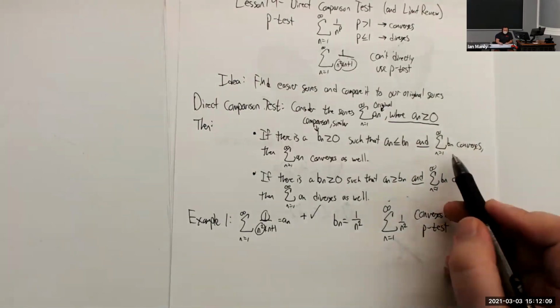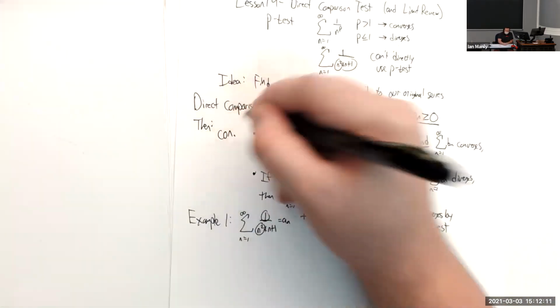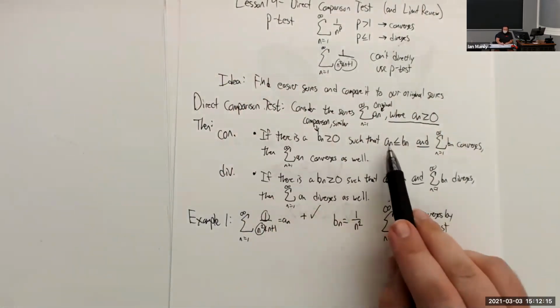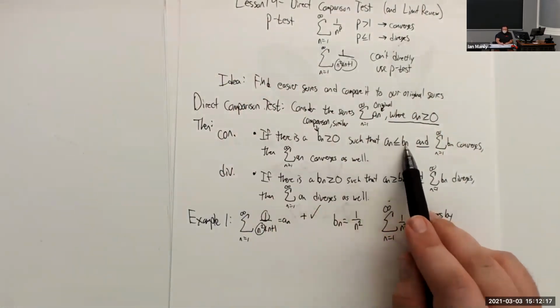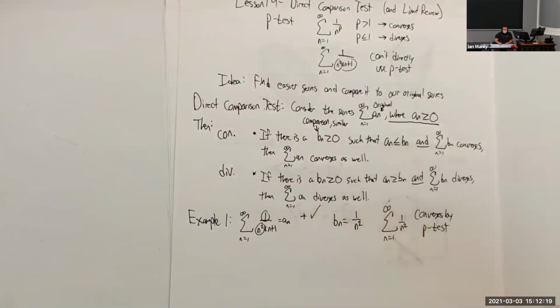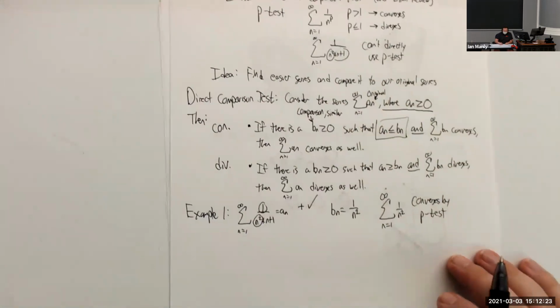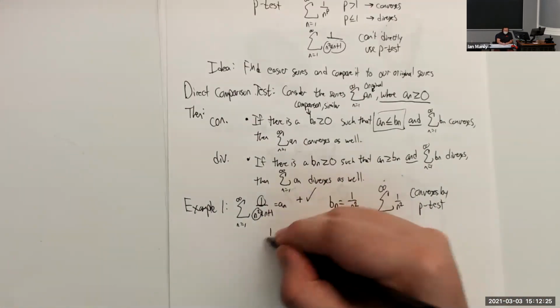Now, if we want to show convergence, then we're going to look at this first condition here. So we want our original to be less than or equal to our comparison. All right, so we need to show that this is true. So how do we do that? Well, let's start with a_n.